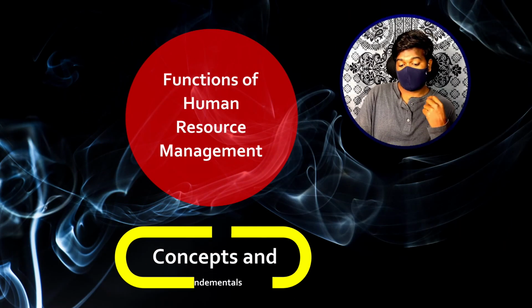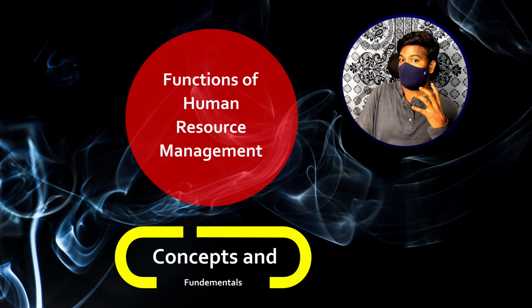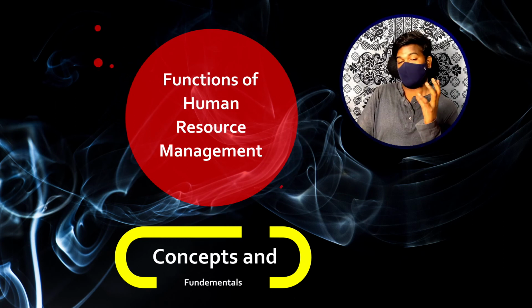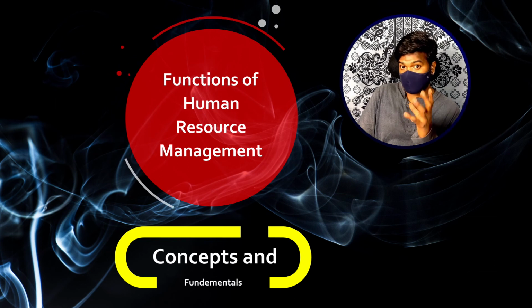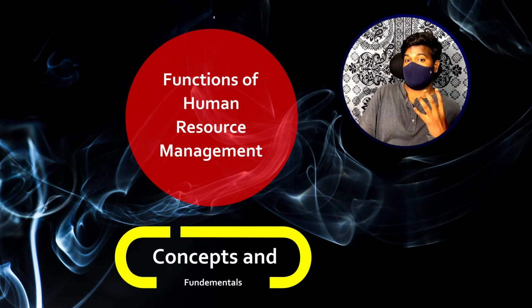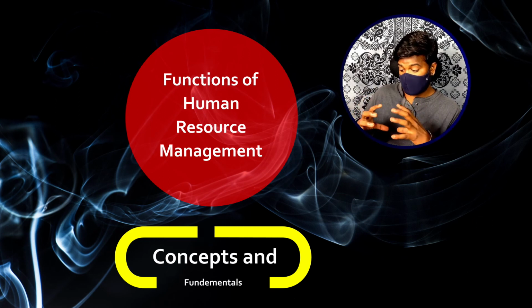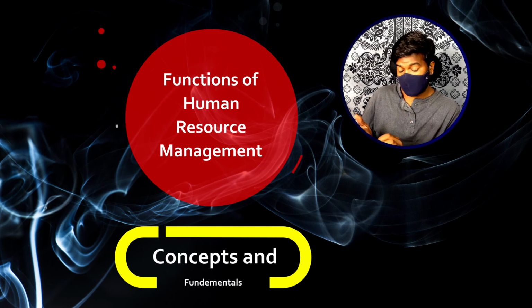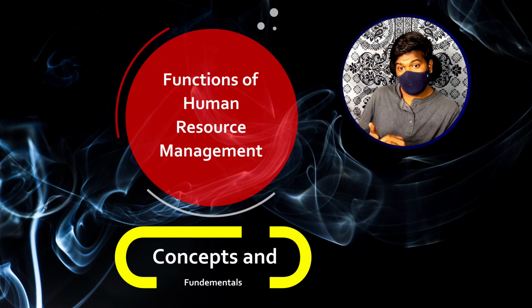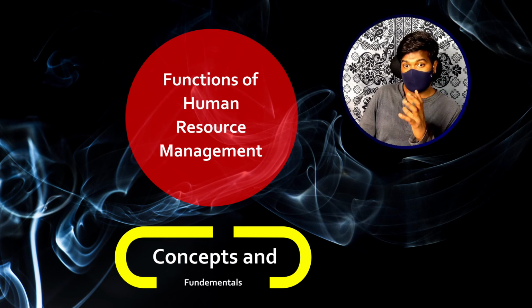So next we are going to start different functions of human resource management. Now let me give you an interesting thing, a fun fact. When some people are asked to define the term human resource management, they'll give you a definition which sounds like this. They tell that human resource management is the process of planning, organizing, directing and controlling the human resource in an organization. Now you would have heard this definition.